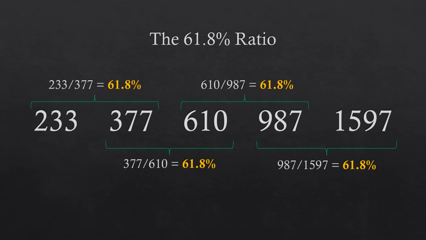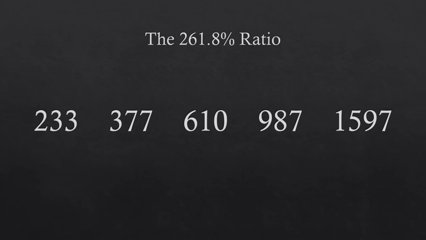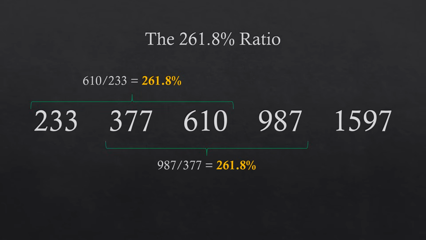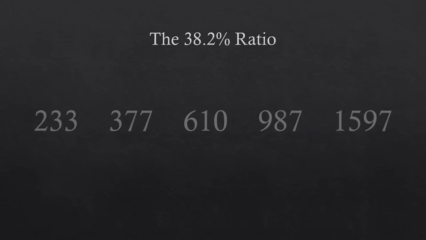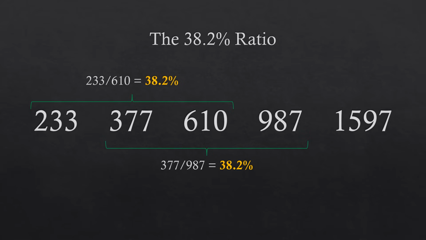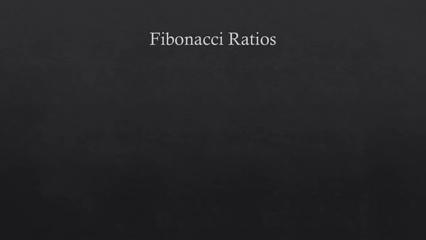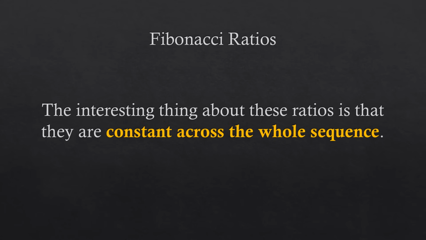We can also find ratios between numbers that are not adjacent to one another in the sequence. For instance, if we divide one number by another number 2 positions behind, we get the 261.8% ratio. If we divide one number by another number 2 positions in front, we get the 38.2% ratio. These are well-known Fibonacci ratios. Once again, the interesting thing about Fibonacci ratios is that they are constant across the whole sequence.